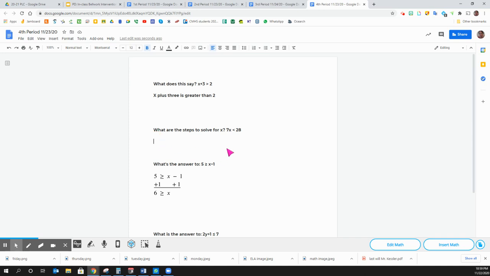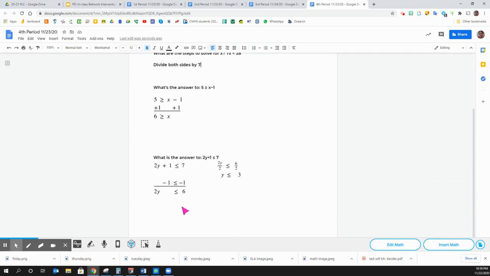In the next question, you were asked what are the steps to solve for x? And you were given the choices of adding, subtracting, dividing, and multiplying, and you had to divide both sides by 7. And if you did that, you would find out that x equals 4. And that would mean that 4x is less than 4.